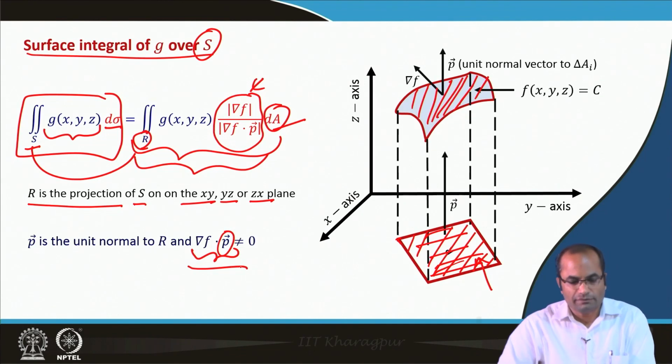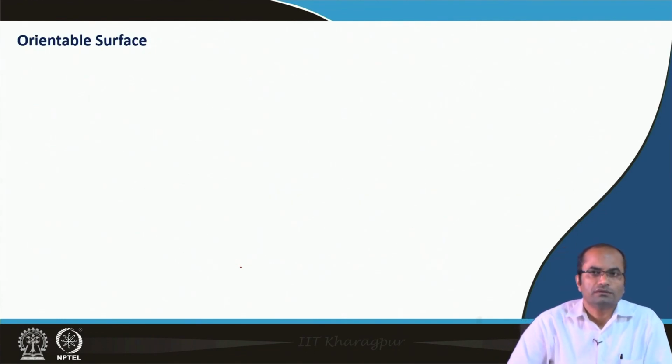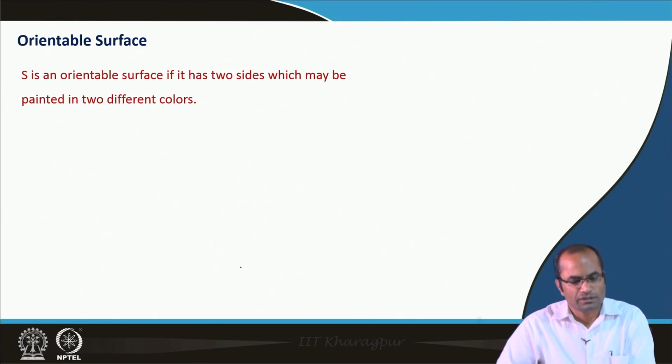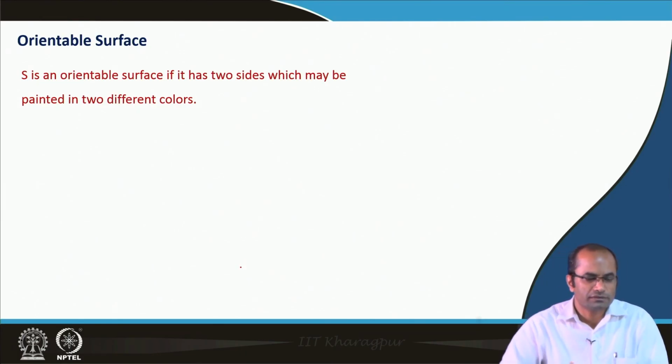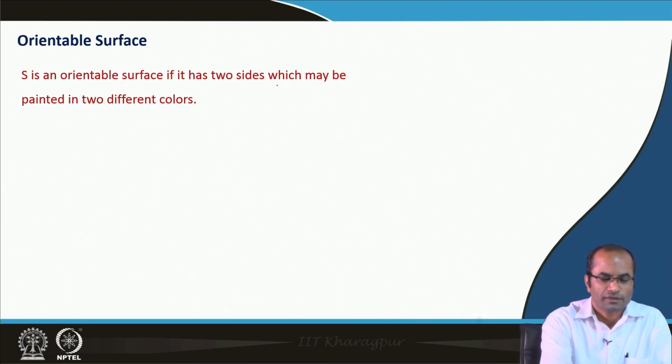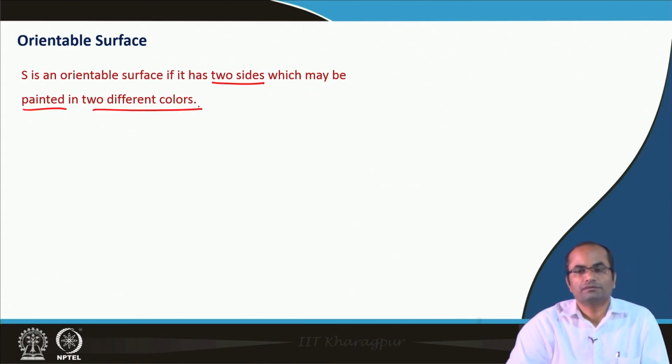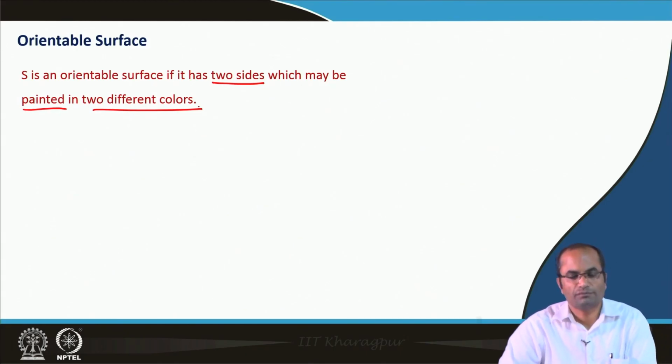So, with this idea we can now go for a more general surface integral. Before that we have to introduce the orientable surface. It is a smooth surface which we have already discussed. The only difference is what we will add here. If the two sides of a given surface may be painted in two different colors, then we will call this an orientable surface. So, with the help of examples we will explore more.